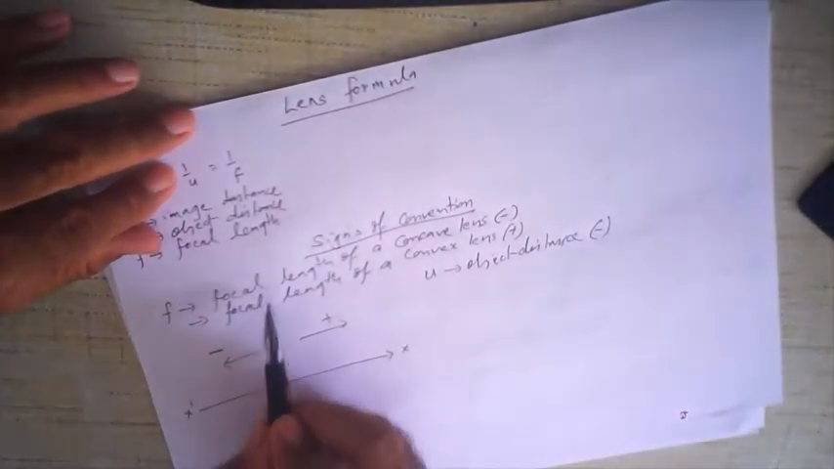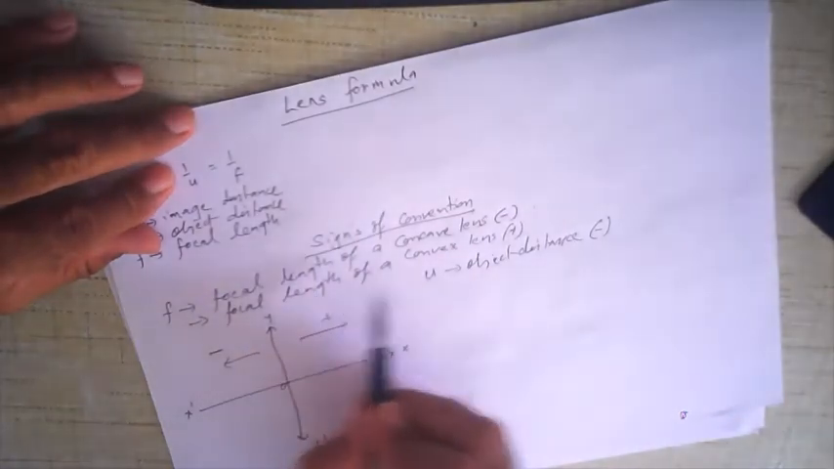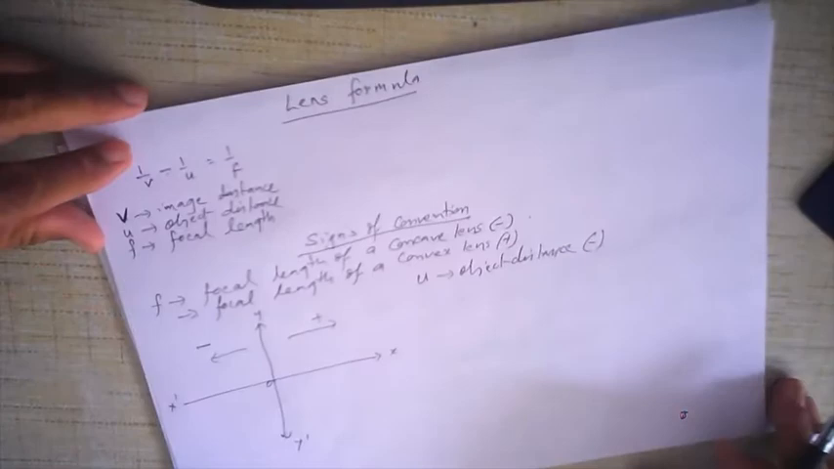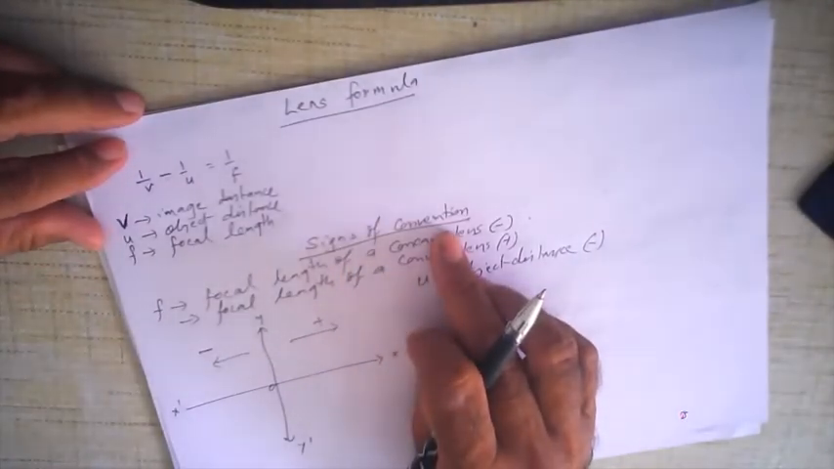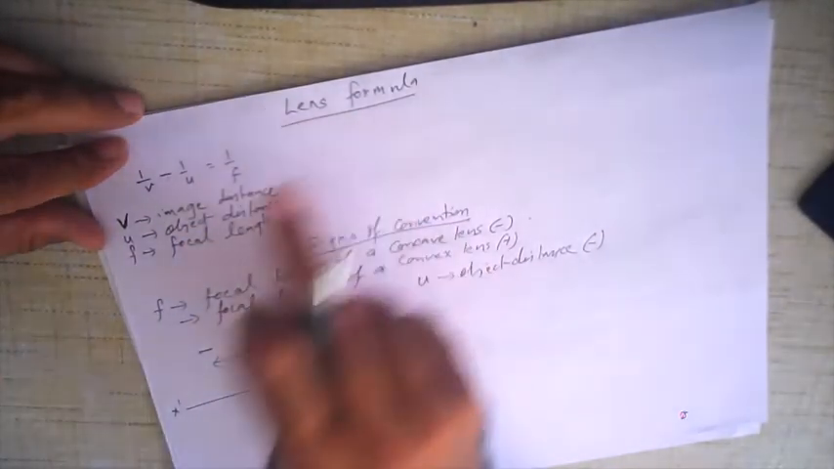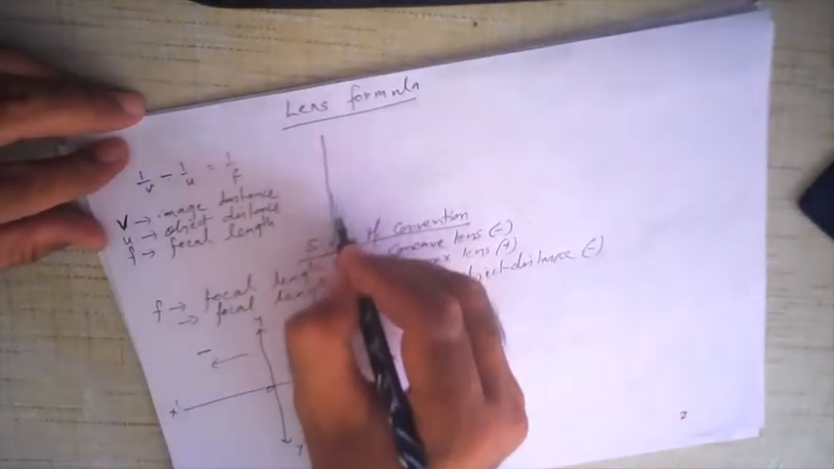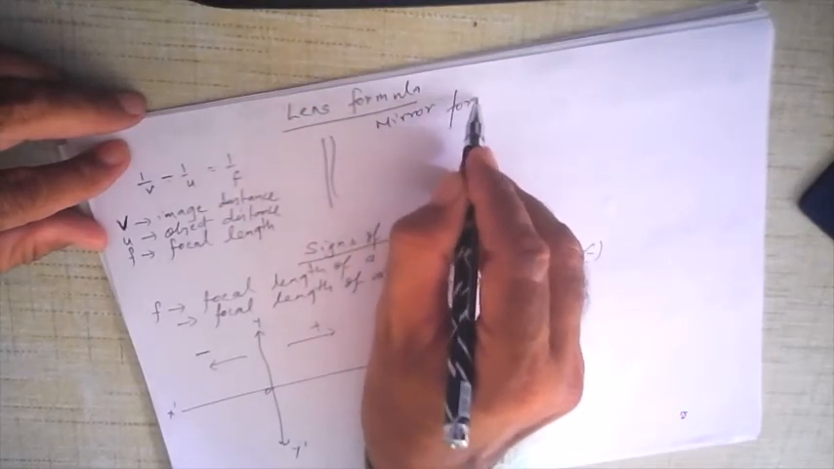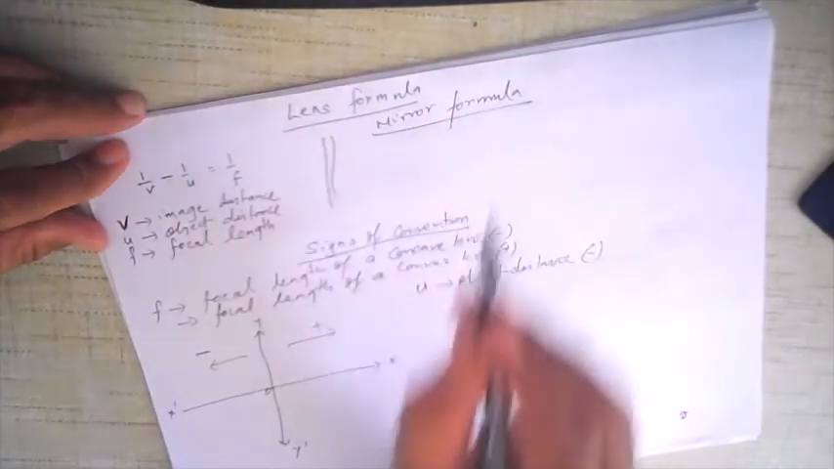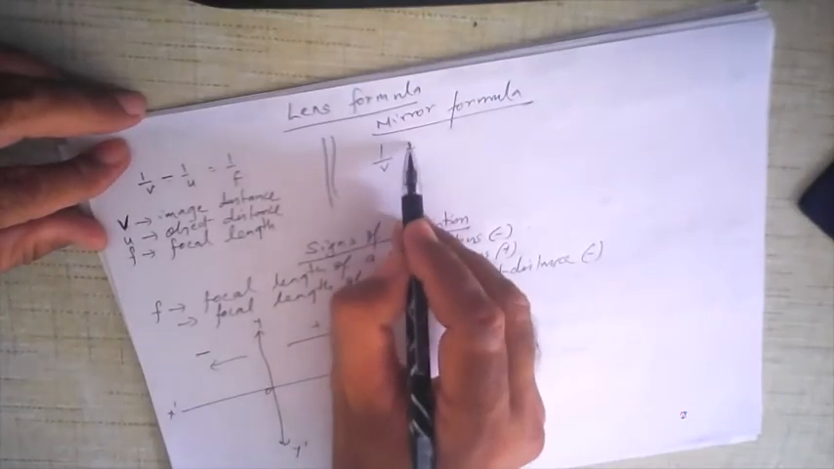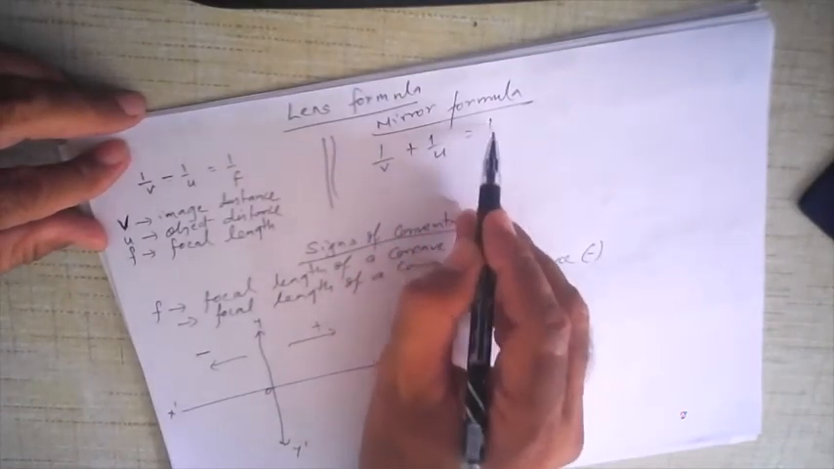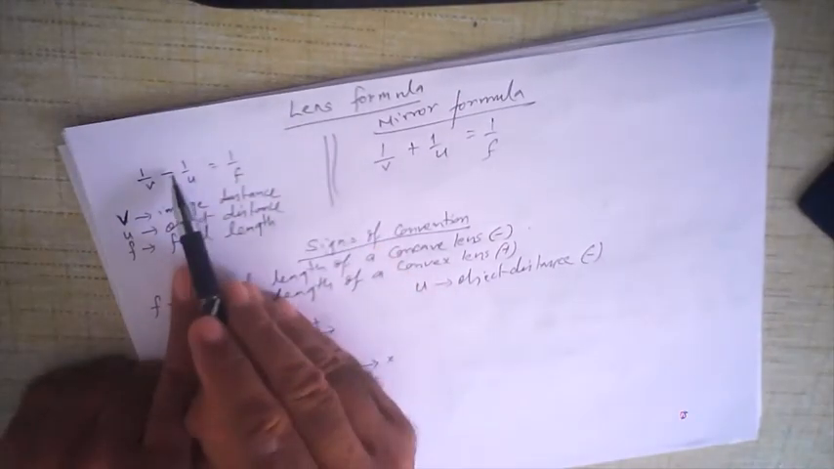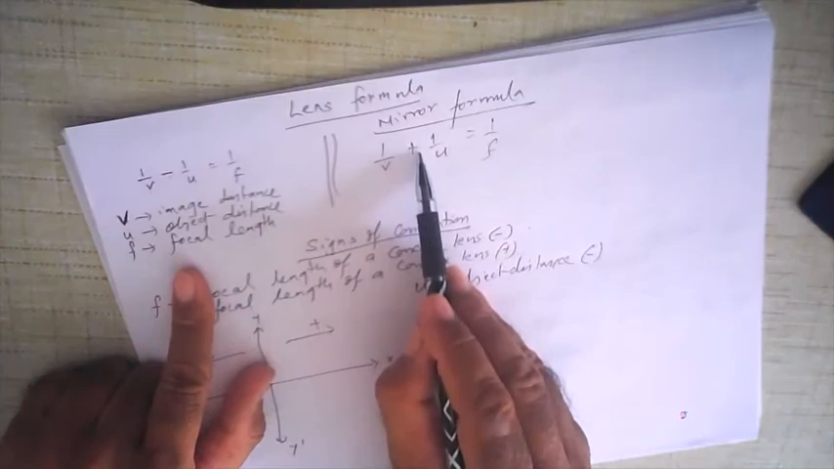What you must memorize is that the focal length of a concave lens is negative, and the focal length of a convex lens is positive. Other than this, there are no other changes required for the signs of convention and the lens formula. In the lens formula, this is a negative sign. If you look at the mirror formula carefully, the mirror formula is 1 upon V plus 1 upon U is equal to 1 upon F. The only difference is the sign. In the lens formula, there is a negative sign. In the mirror formula, there is a positive sign.